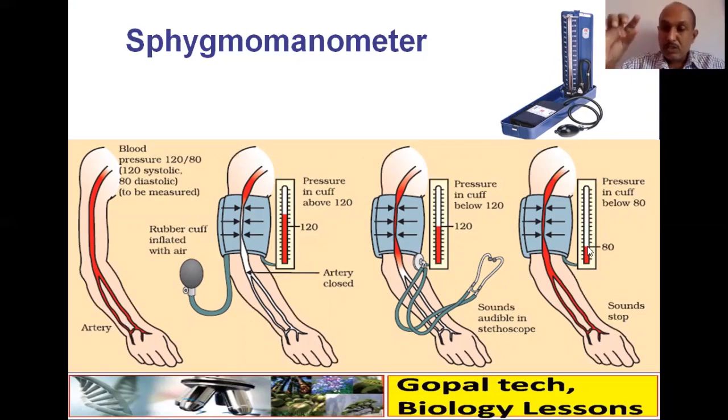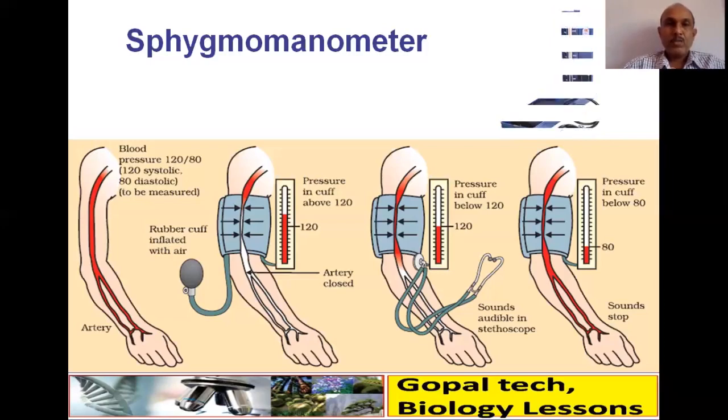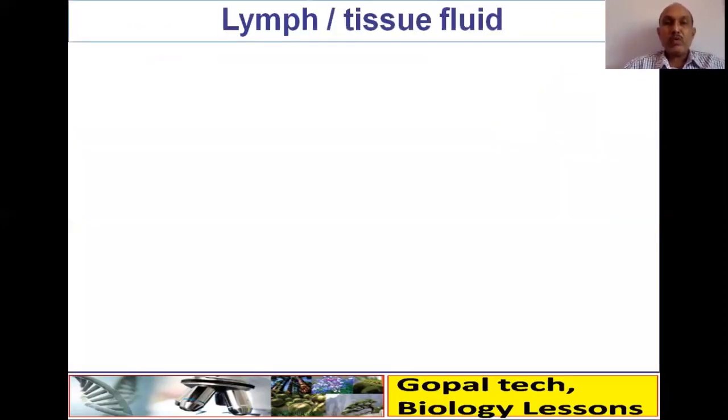तो इन दोनों के बीच में साउंड सुनाई देता है. साउंड शुरू हो गया, that is the systolic pressure, और साउंड आना बंद हो गया, that is the diastolic pressure, and that is the range. तो ये नॉर्मल कितना होगा, 120 to 80. Sound stops. Now come to a second fluid in our body, that is lymph या tissue fluid.